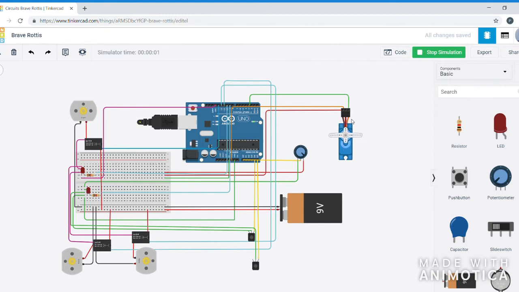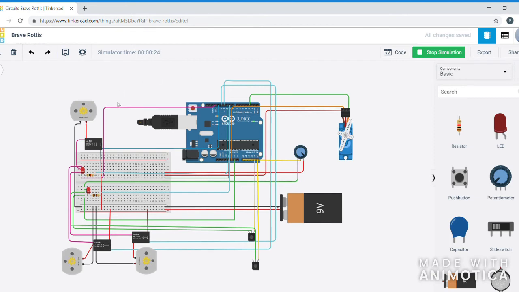So when I start simulation, you can see that the direction is turned towards 90 degree. And when I turn the potentiometer to 0 volt, it will turn towards 75 degree. And when I turn the potentiometer to 5 volt, the direction will turn towards 150 degree. So this is how the direction is controlled.